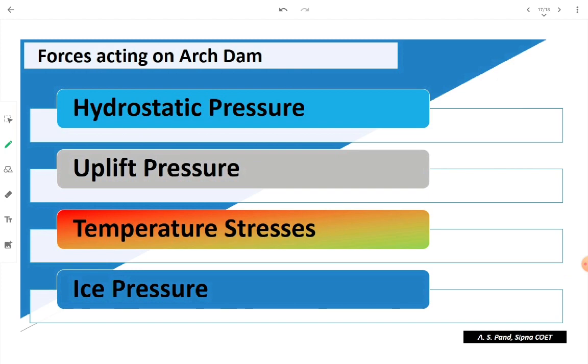That's why we have to make sure that the temperature stresses taking place inside the body of an arch dam are within the limits. They should be taken care of properly. Then ice pressure. This ice pressure is a problem where winter seasons are dominant, or where the temperature goes below freezing, and ice pressure is only a problem at the top of the arch dam, because ice formation takes place in the reservoir on the top only. That's why the top portion of the arch dam is subjected to ice pressure.